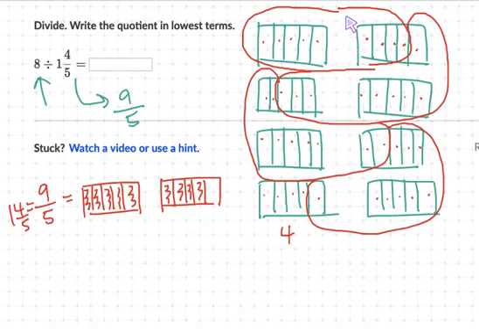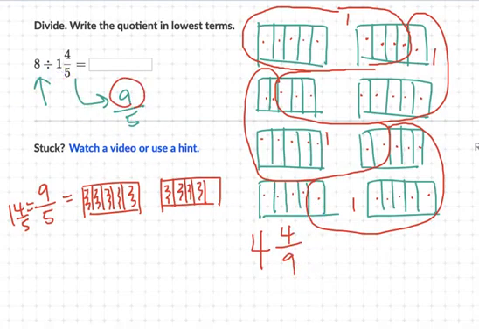So I have 1, 2, 3, 4 groups. So I have 4 and 4. I needed 9 in each group. So it's going to be 4 and 4 ninths. 4 total groups, 1, 2, 3, 4. And I had 4 left over. I was looking for a group of 9. So 4 and 4 ninths.